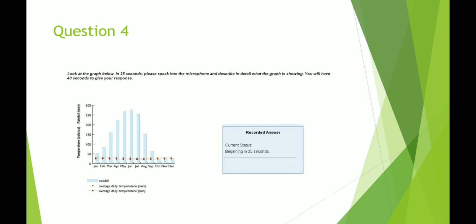Okay, you can pause the video here and record your answer, then later we can check it in this video. I'm moving to the next question here. Question number 5. Look at the graph below in 25 seconds. Please speak into the microphone and describe in detail what the graph is showing. You will have 40 seconds to give your response.